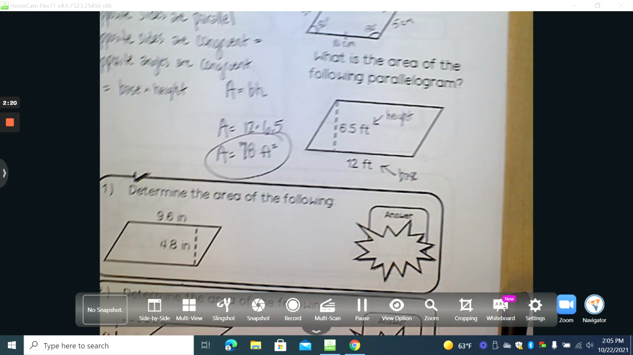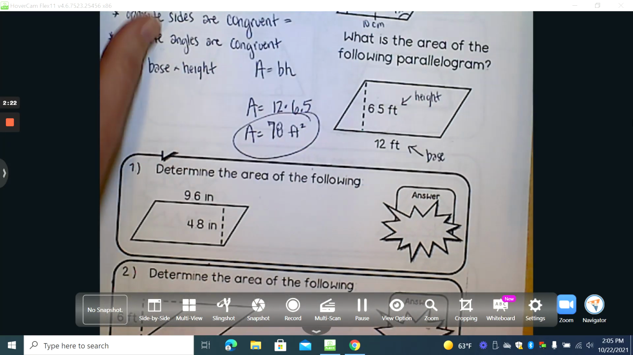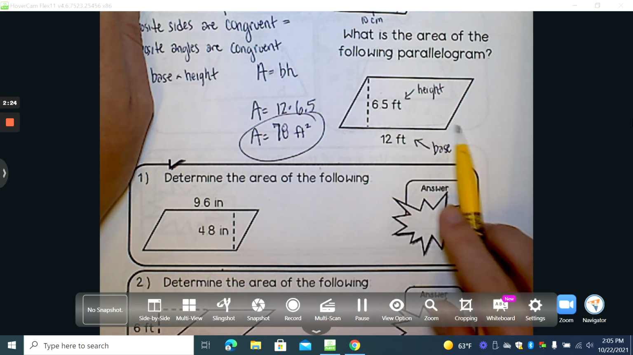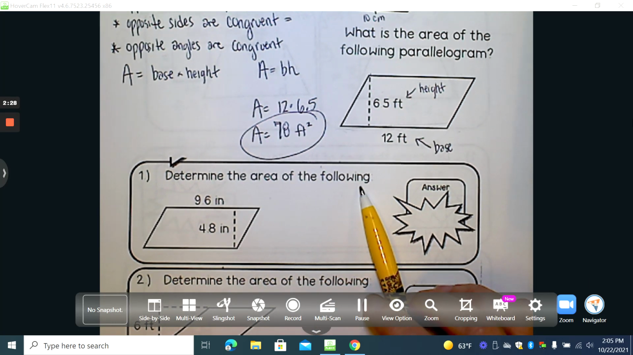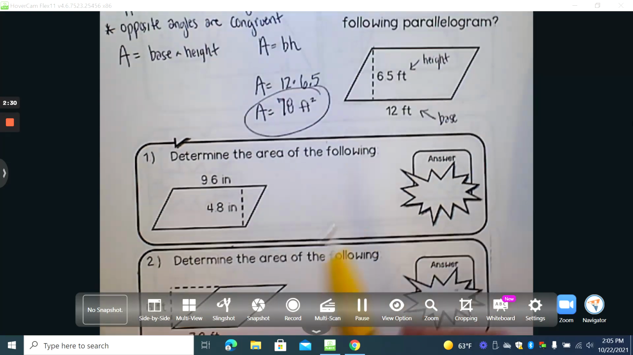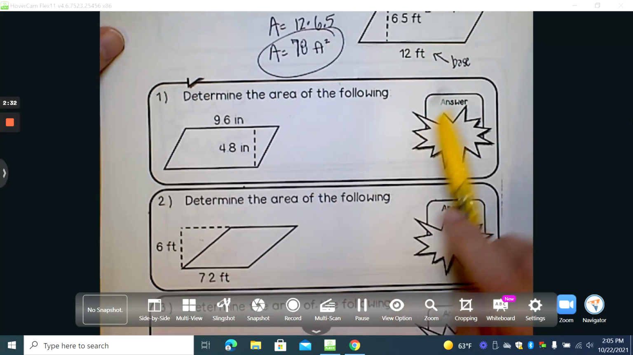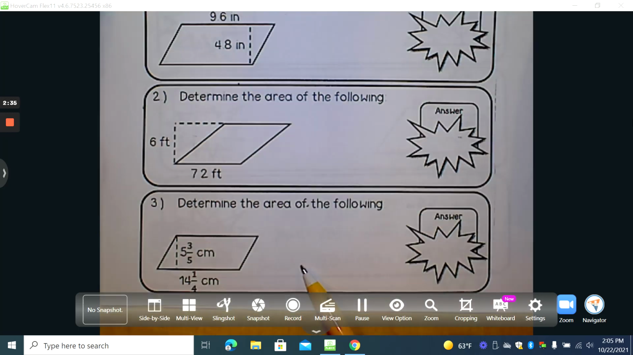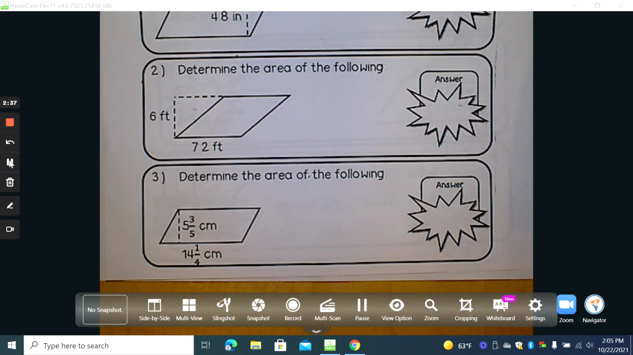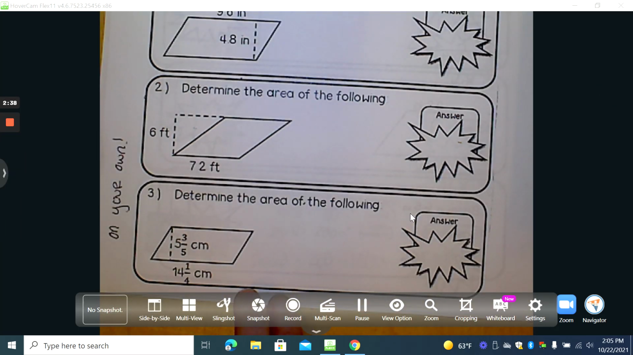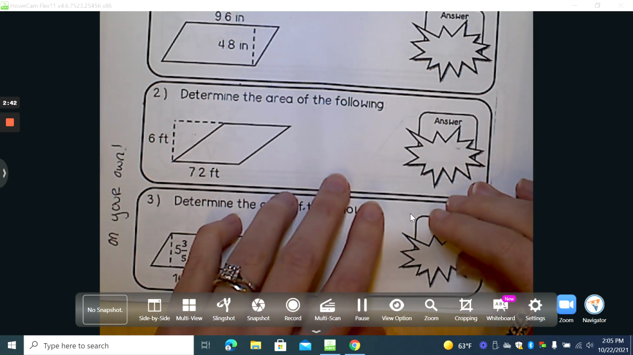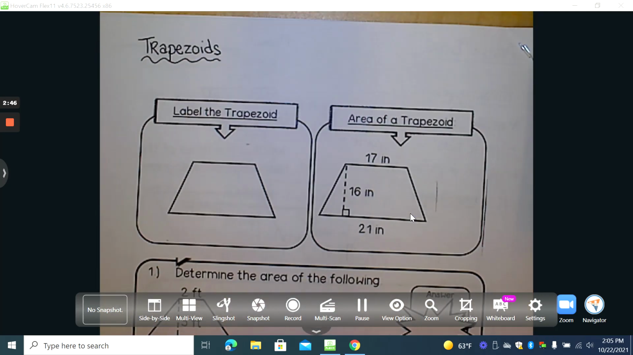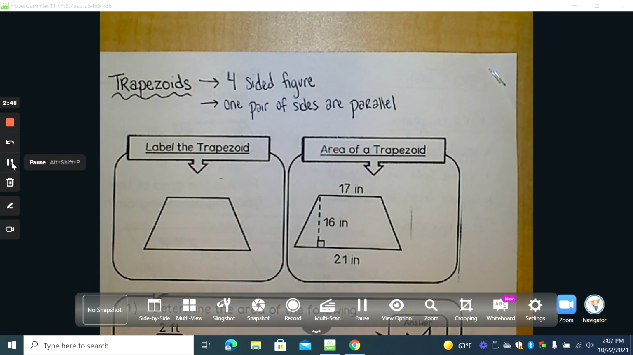All right, so it's a nice, quick, simple one. As long as it's a parallelogram, you find your base and your height, then you can just multiply the two. It's almost like having a rectangle. It's the same area, essentially. Go ahead and try to do 1, 2, and 3 on your own. And when you're done with all 3, go ahead and flip to the back side where we're going to talk about trapezoids.